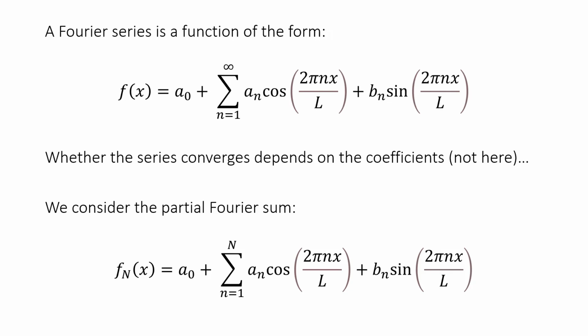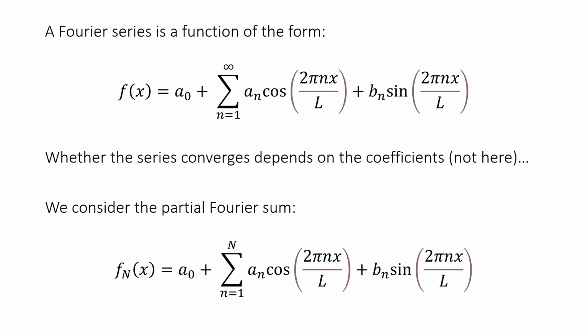You can think of the parameters an and bn and a naught as weights that tell us how strong the corresponding Fourier mode is represented within the function f. With different choices of coefficients, we can compose different functions f. And of course, these will be periodic functions, all of which have period L. Now, we've got an infinite sum, so one might ask whether the sum converges or not. Whether the series converges depends on the choice of coefficients, but that shall not be our concern here in the context of this lecture.